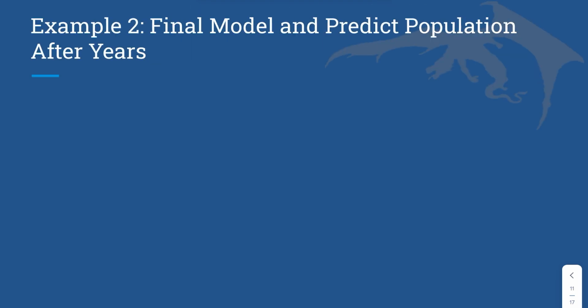So now I can write my model. P of t is equal to 400 over 1 plus 7 times e to the negative 0.366t. And because I have my model, I can now predict the population after 10 years by just plugging in 10.